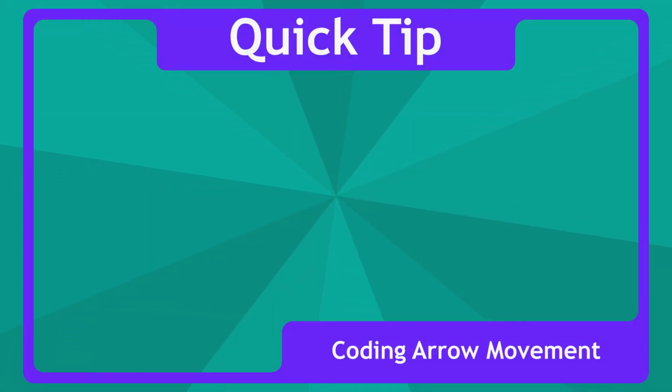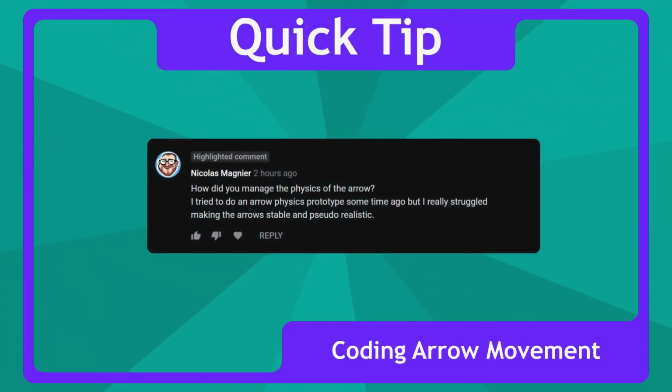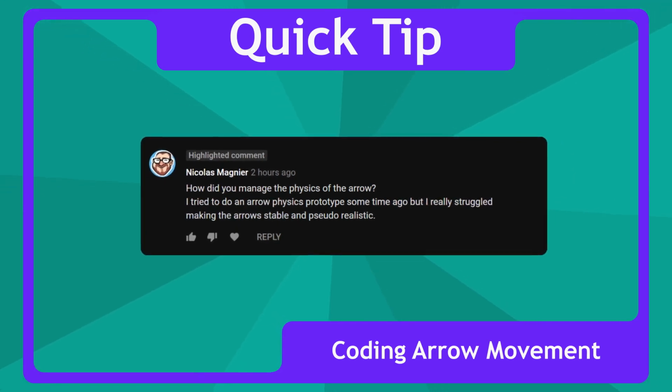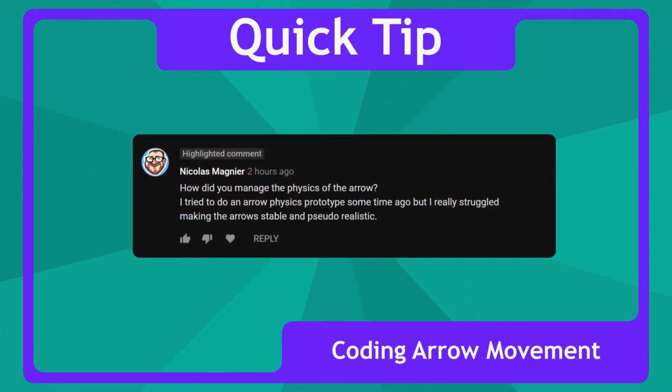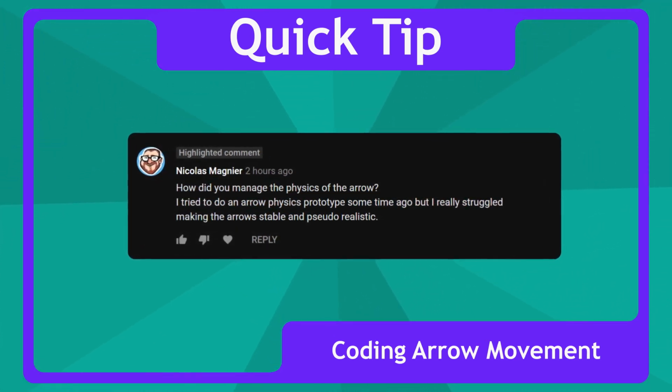Hi there. In my last postmortem video, Nicholas asked, how do you manage the physics of the arrow? I tried to do an arrow physics prototype some time ago, but I really struggled making the arrow stable and pseudo-realistic. Thanks for your question, Nicholas. This quick tip video will show just that. If you like, you can skip straight to the source code in the description below.